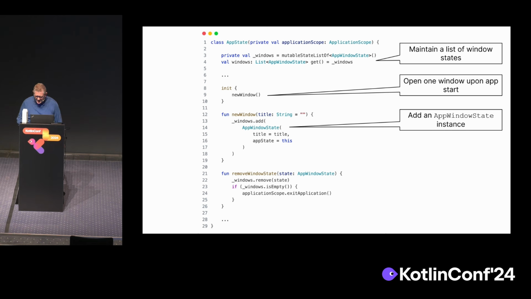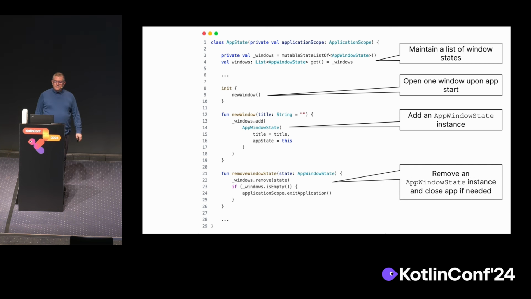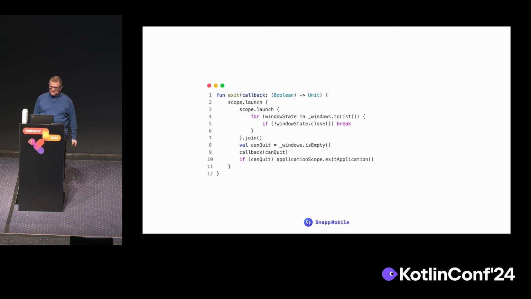Here, this is the code that adds an AppWindowState instance. This is really easy. It's just creating an instance of the state class and adding it to the list. And this is the same thing, but just removing it. In the process of closing a window, we need to remove the corresponding AppWindowState from that list.